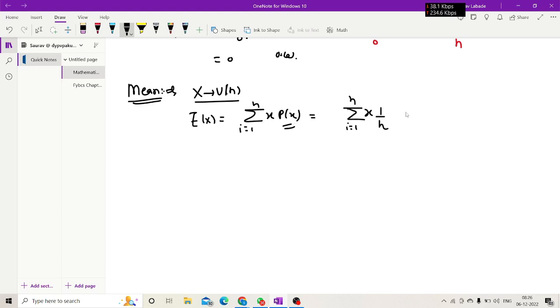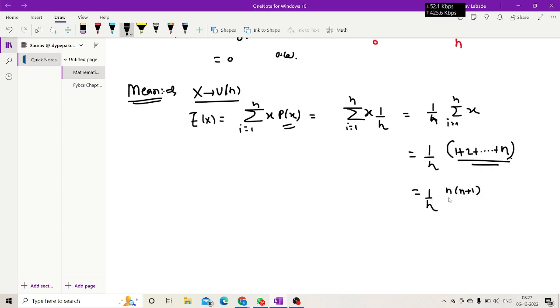Now 1 upon n is a constant, so I will take it outside the summation. So 1 upon n into summation of x, i from 1 to n. Substituting the values, it becomes 1 plus 2 plus up to n. Always remember this summation is n into n plus 1 divided by 2. This is the summation of all the n values.